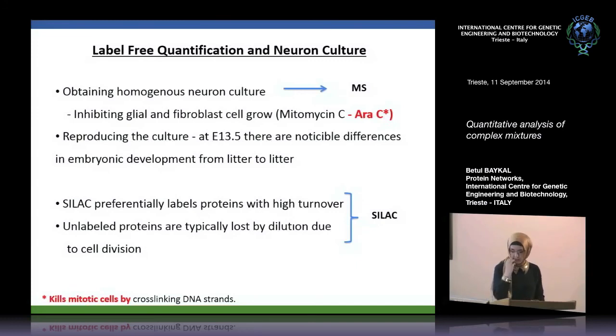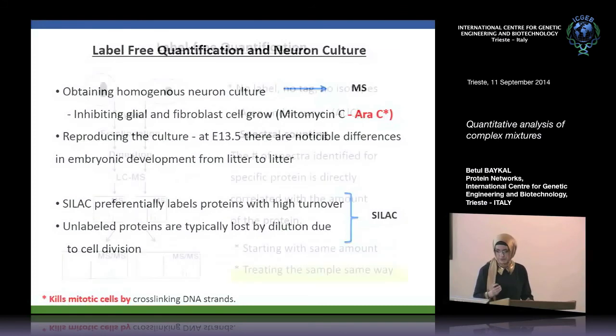Plus, what we also wanted to do is use label-free quantification for neuron culture, because SILAC is preferentially labeling the proteins that have a high turnover rate. And neurons are not dividing. For example, in H1299 cells, the unlabeled proteins will be diluted out from the sample because there are many cell divisions. However, in neurons, it won't happen like that. So it can be misleading data. So we decided to use label-free quantification with my method.